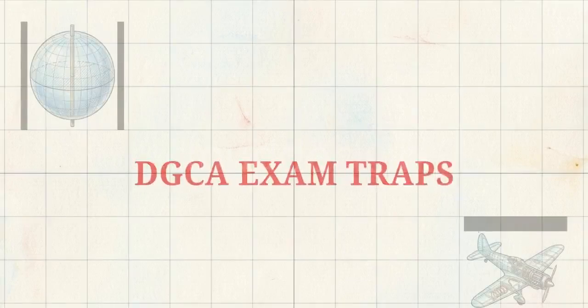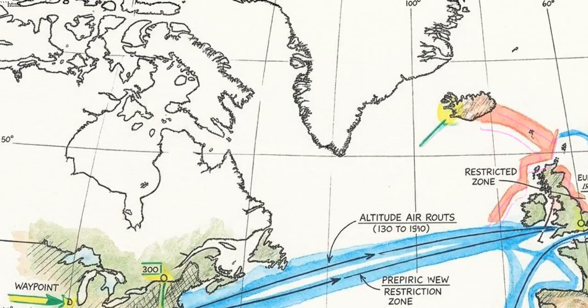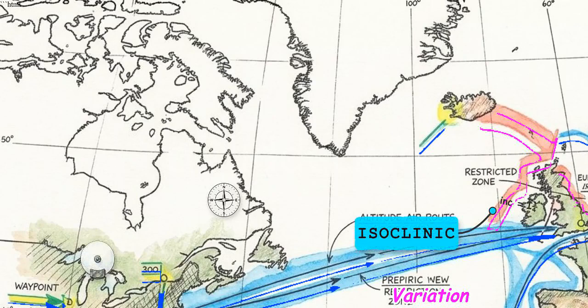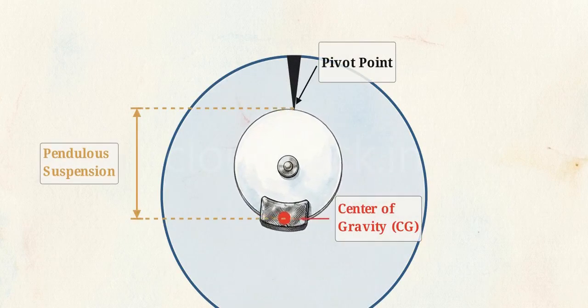The DGCA CPL exam tests these concepts by burying the data in specific terminology. A dashed line on a chart connecting points of equal variation is an isogonic line. A line connecting points of equal magnetic dip is an isoclinic line. The exam heavily tests the kinetic errors caused by the pendulous compass design.